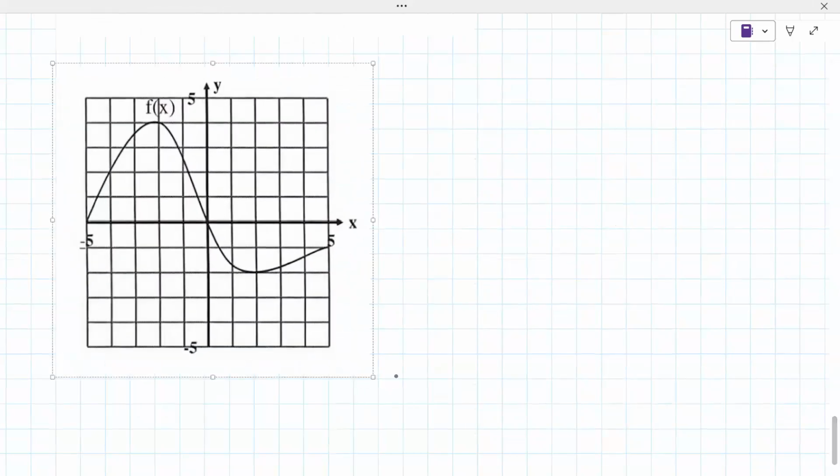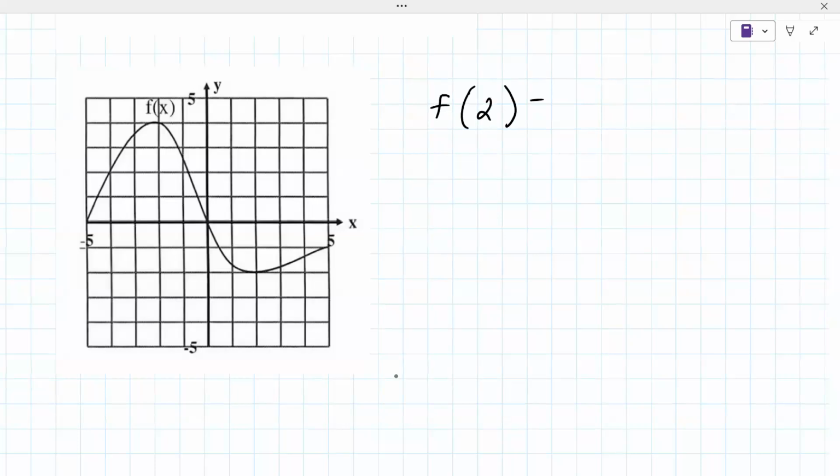Could you tell me what f of 2 equals? What you have to start deciding is, am I giving you the x value or the y value when I write something like this? The x value. I'm giving you the x value, so you go to wherever x is 2 and you find the y value. What's the y value there? 2. Nope, 2 is up here. Oh, -2. -2. All right.